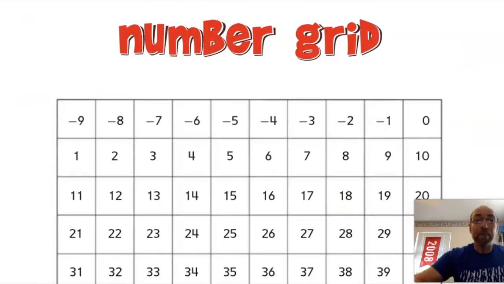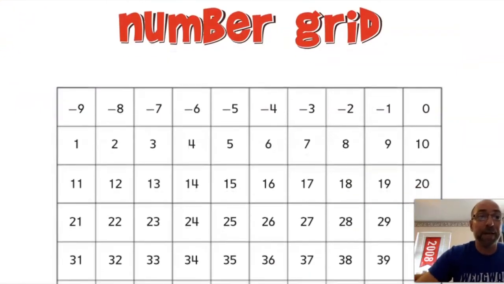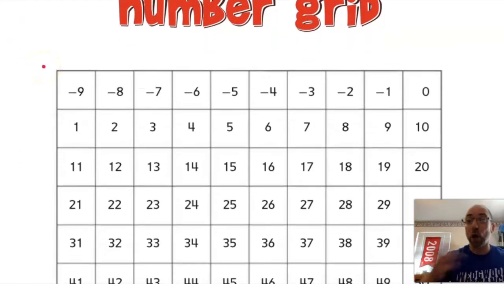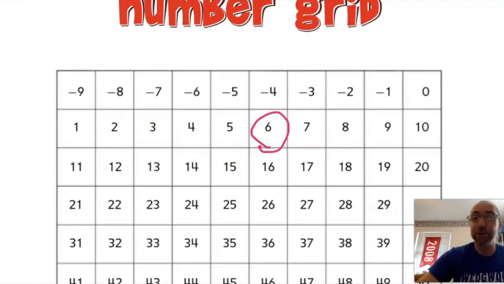So you may remember in first grade that we would use our number grid a lot. We would start at a number and we would count hops. Let's see. Start at 6, count up 3. Where do you land? Let's see. We would go 1, 2, 3. And I would land on the number 9.